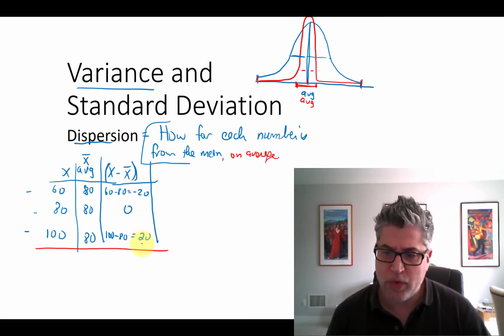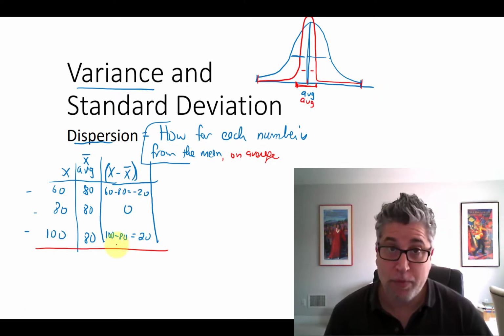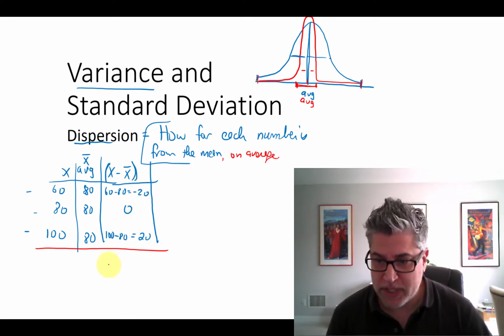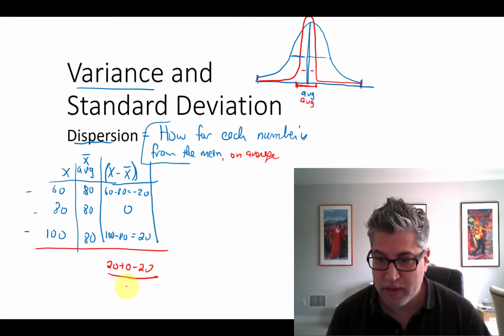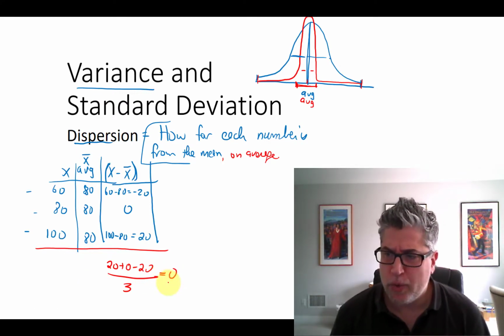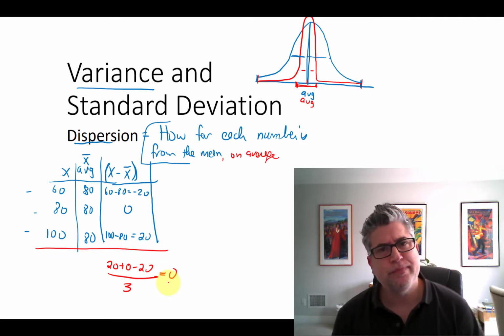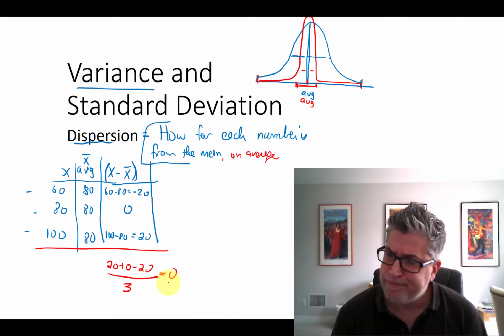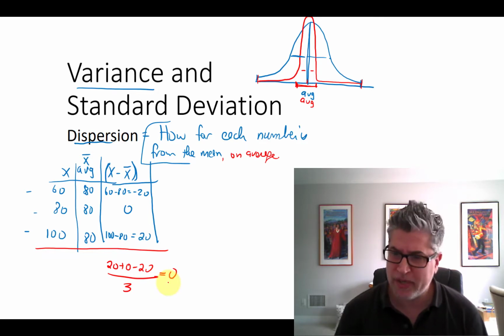So what's the average of 20, 0, and negative 20? I hope you can tell that it's 0, right? Just take 20 plus 0 minus 20, divided by 3. That's got to be 0. So shoot. It sounds like I have no dispersion, and clearly I do.